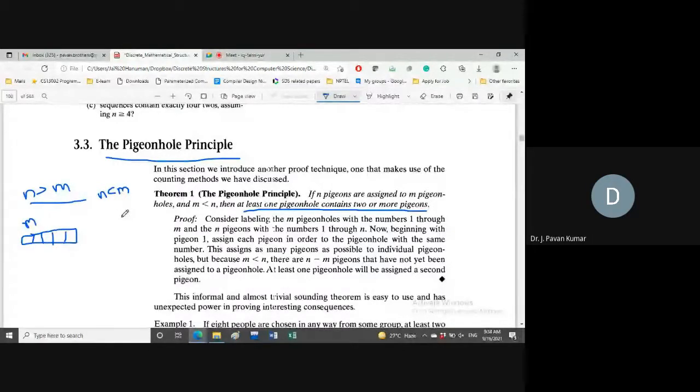Every pigeonhole containing a pigeon means n is equal to m, right? At least n should be m, then only we could place one for each pigeonhole. So if n is less than m, what can be guaranteed is at least one pigeonhole contains zero pigeons. That's what we can guarantee. Okay, this is the pigeonhole principle.